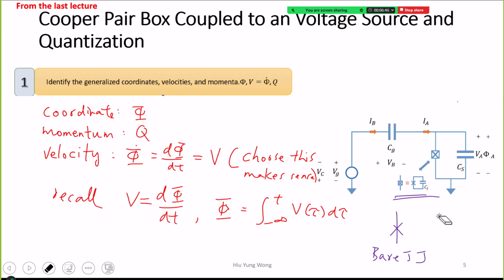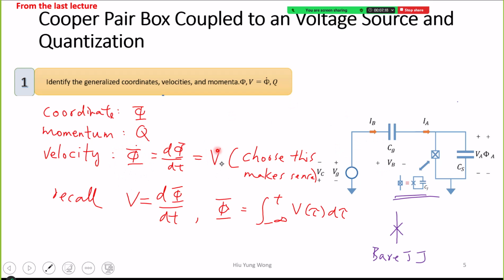So how do we quantize a circuit? First of all, we need to identify the generalized coordinates, momentum, and velocity, because the process is that we need to find the Lagrangian and Hamiltonian of this system. The generalized coordinate, as we discussed earlier, when we only have this isolated circuit, is the flux, right? And the generalized momentum is the charge. And the velocity is the rate of change of flux, right?